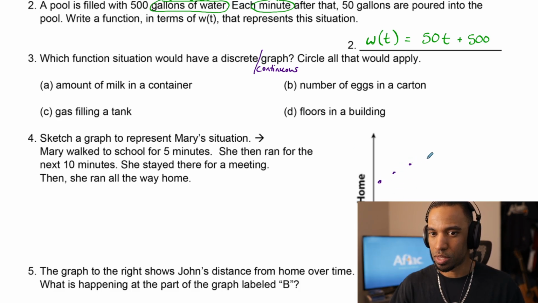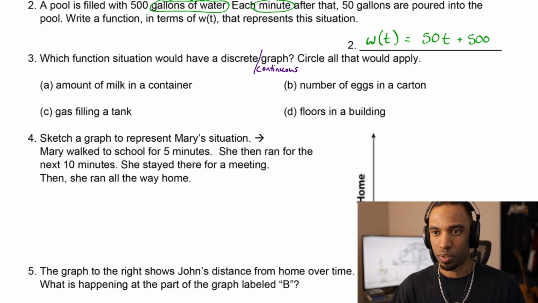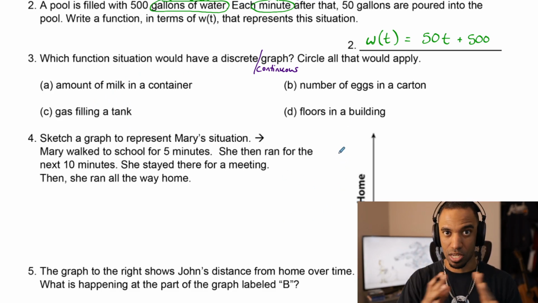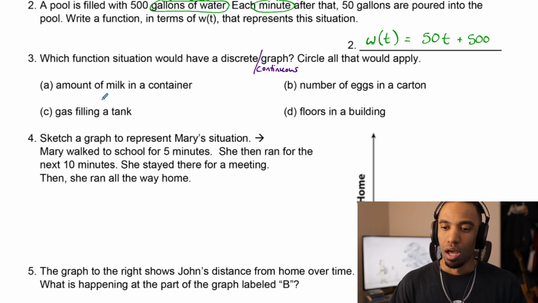Discrete means points with skips in them. We're not connecting them. There's not every instance in time where something happens. Specific gaps. Continuous means you would connect those points and have a curve or a line that would go like that. So at every instance of X, you'll get some instance of Y throughout that entire domain. Like everything. All right, amount of milk in a container.